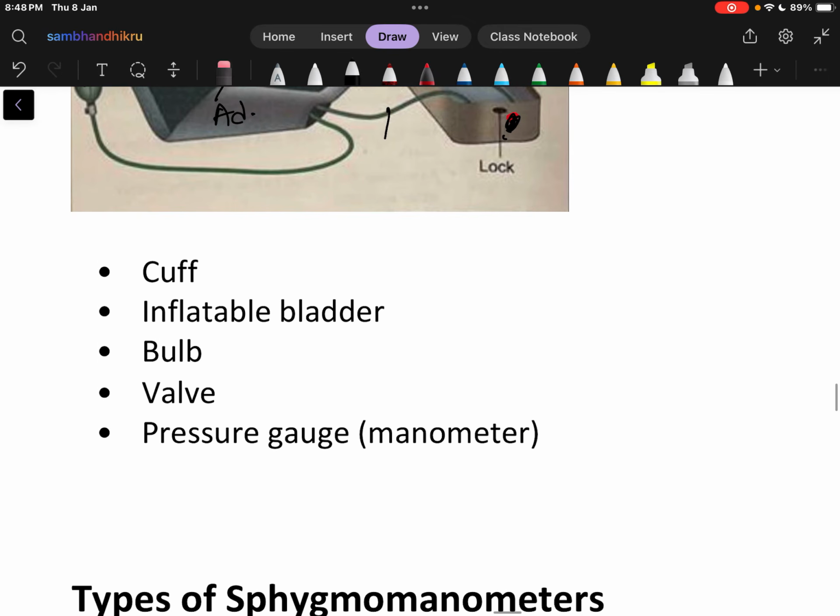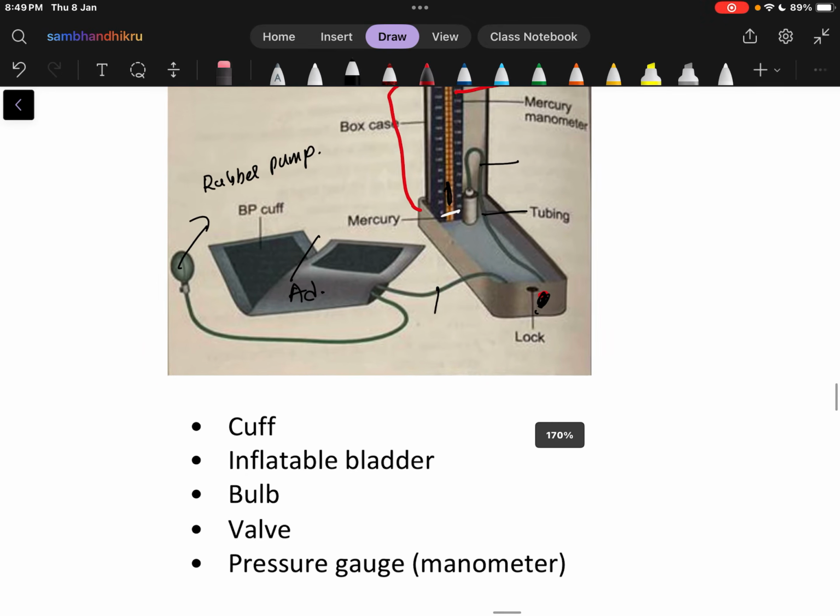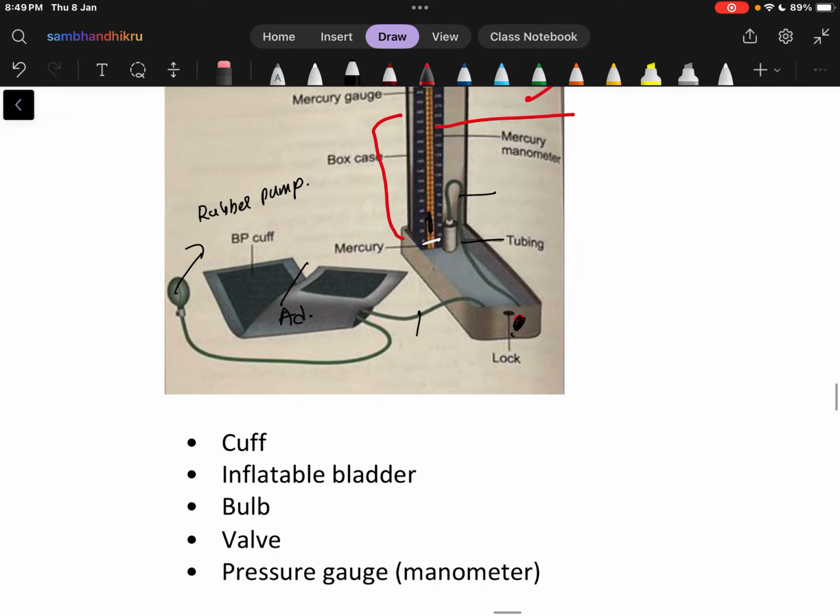Next, cuff, inflatable bladder. So this one is the inflatable bladder. Next, this one is the rubber pump, or we can say bulb. Clear? Okay. Here you can see the valve, that is the valve.